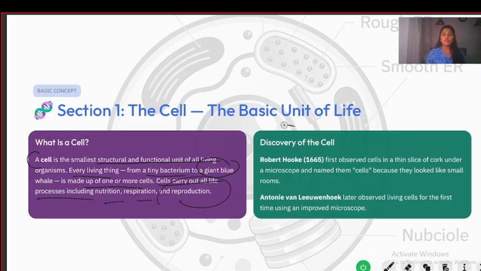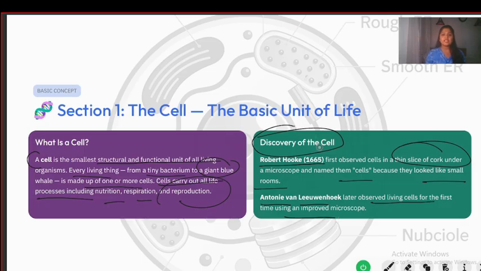Okay, now who discovered the cell? How was the cell discovered? In the last video we have already understood. The scientist called Robert Hooke in 1665 observed a thin slice of cork under a microscope and named them cells because they looked like small rooms. It is a Latin word. Then Antonie van Leeuwenhoek later observed living cells for the first time and improved the microscope.